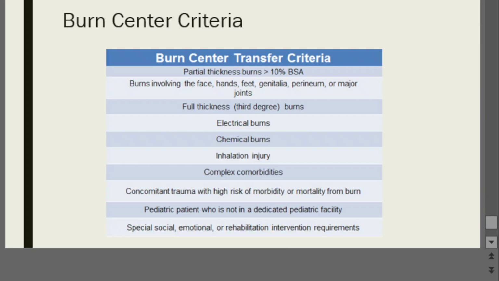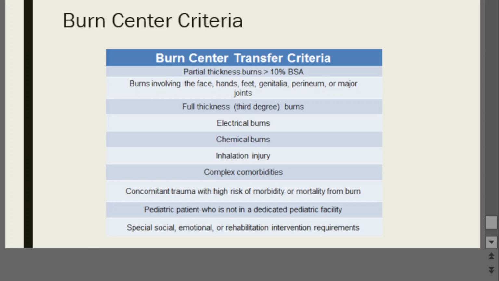And who qualifies for a burn center transfer? This is a patient with partial thickness burns greater than 10% of the body surface area. Any burns involving the face, hands, feet, genitalia, perineum, or major joints is going to be a consideration for transfer. Any full thickness or third-degree burns. Electrical burns, chemical burns, inhalation injuries, and complex comorbidities such as diabetes or heart disease, or any concomitant trauma with a high risk of morbidity or mortality from that burn.